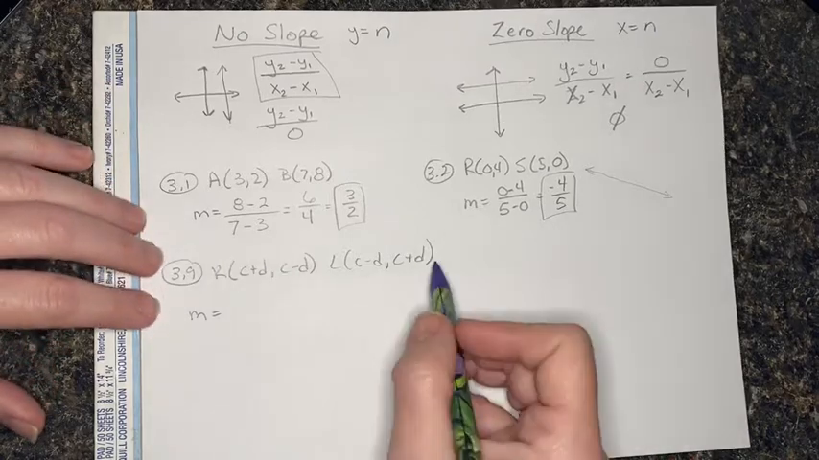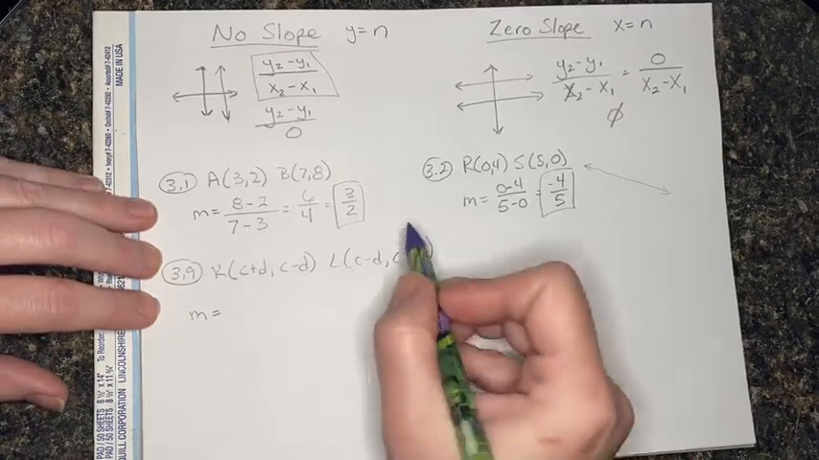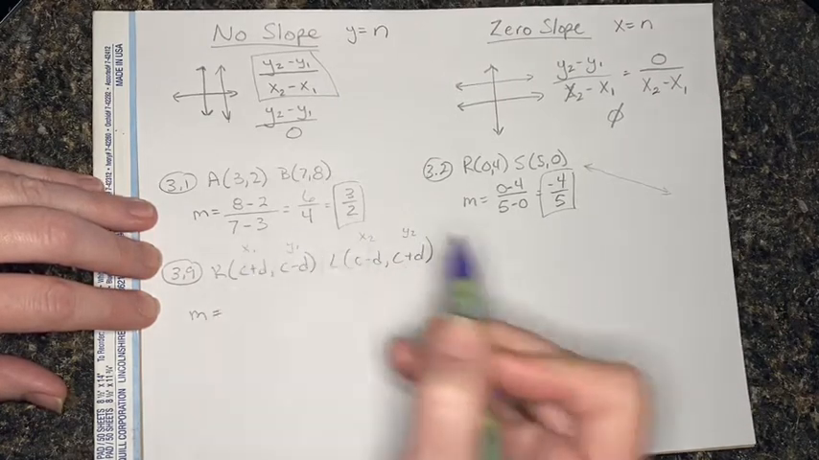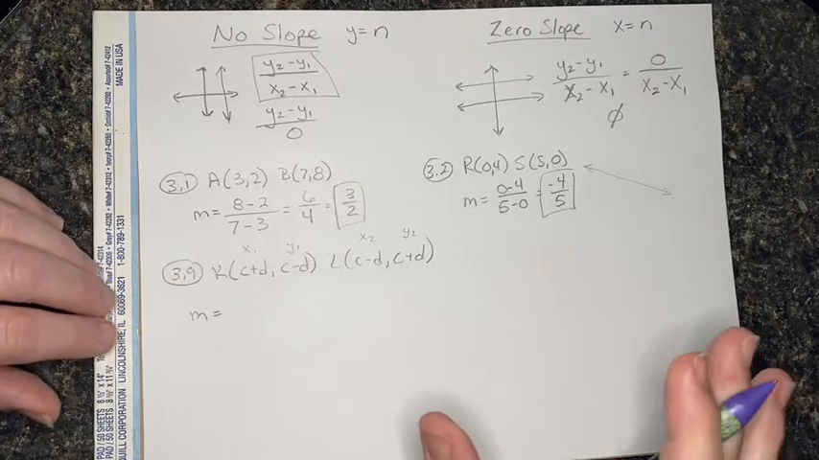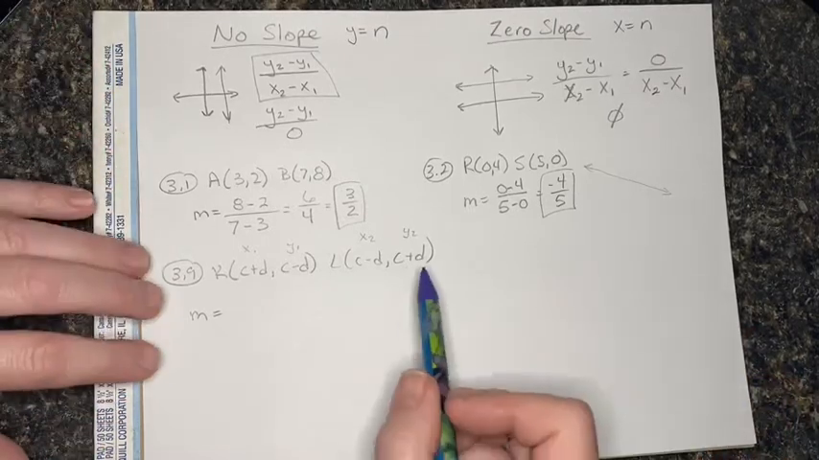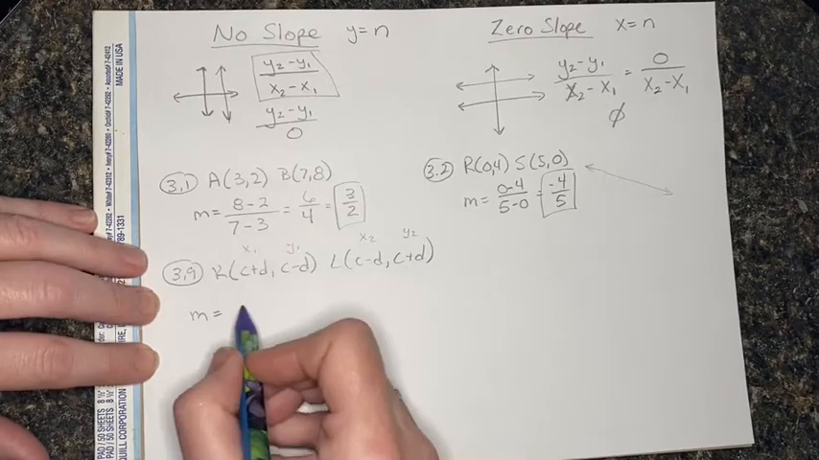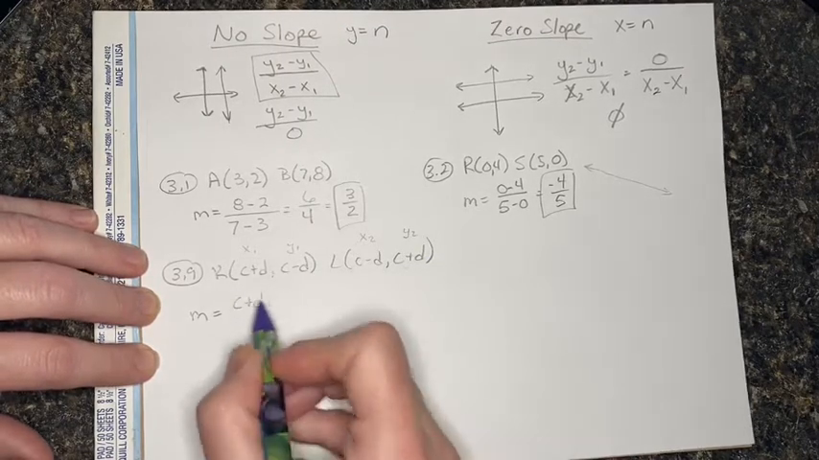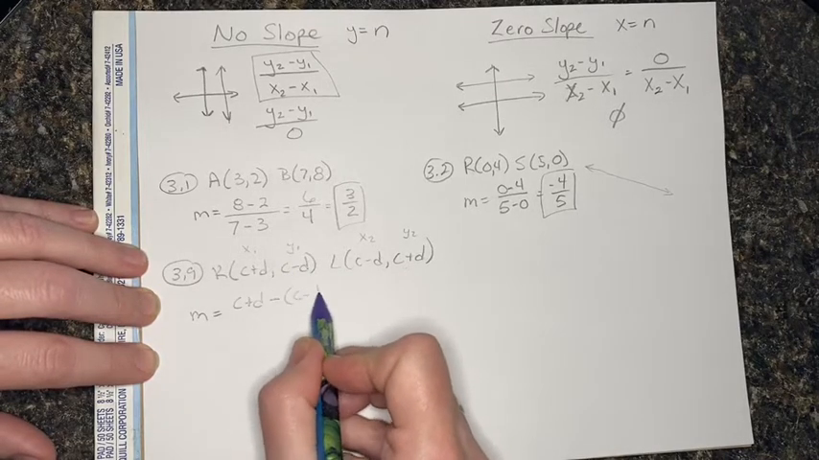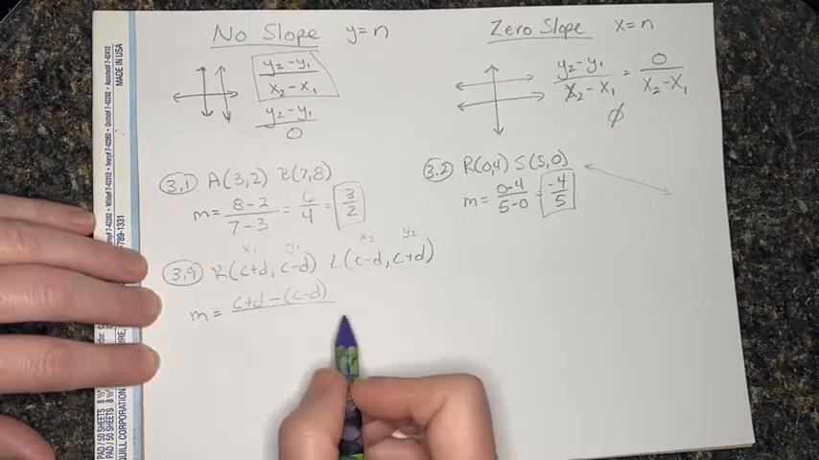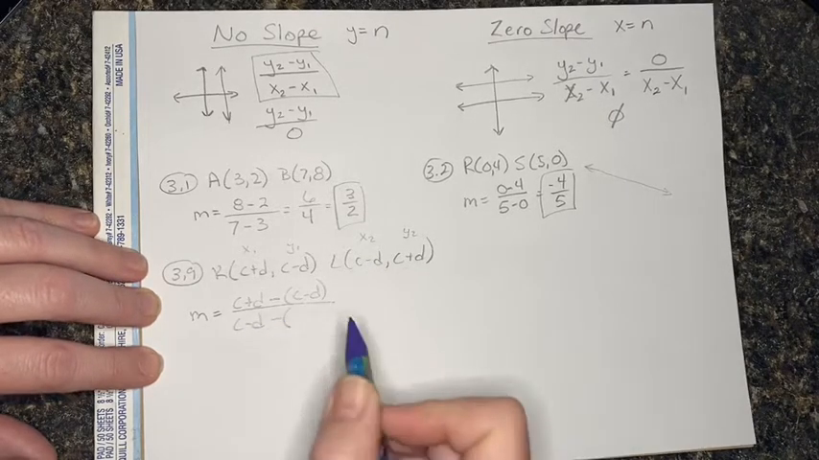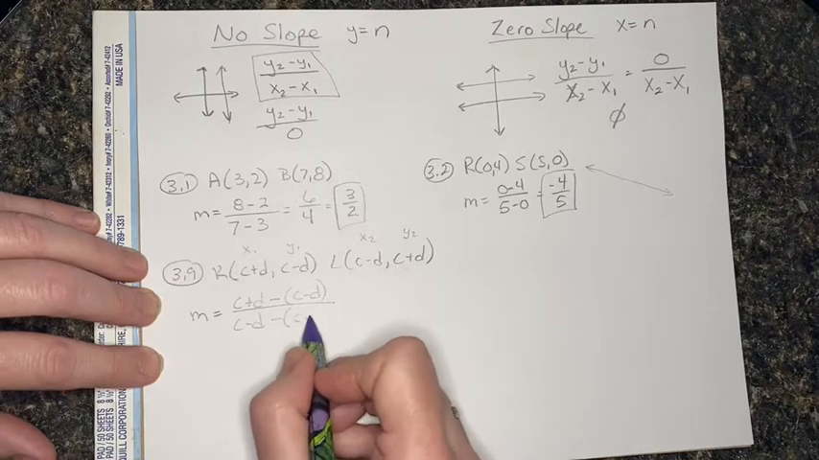So we've got y sub 2. I'll label them this time. Feel free to label them when you do your work always if you need to. I'm just going to label them this time because I know it's a little bit more confusing, right? So y sub 2 is C plus D, minus y sub 1, which is C minus D, all over x sub 2, which is C minus D, minus x sub 1, which is C plus D.